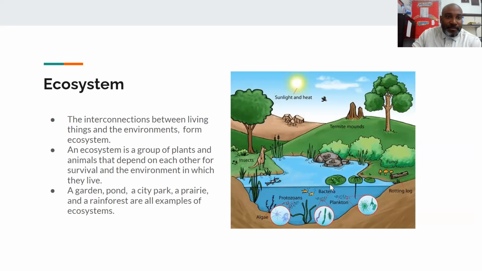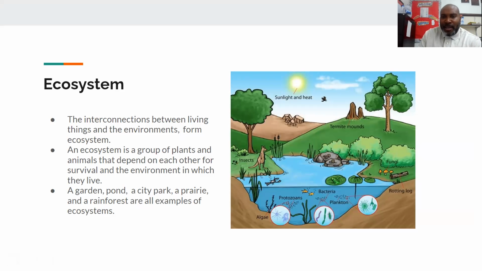All right, ecosystem. The interconnections between living things and their environments form an ecosystem. An ecosystem is a group of plants and animals that depend on each other for survival and the environment in which they live. A garden, a pond, a city park, a prairie, and a rainforest are all examples of an ecosystem. So an ecosystem is a location where a lot of things coexist together.